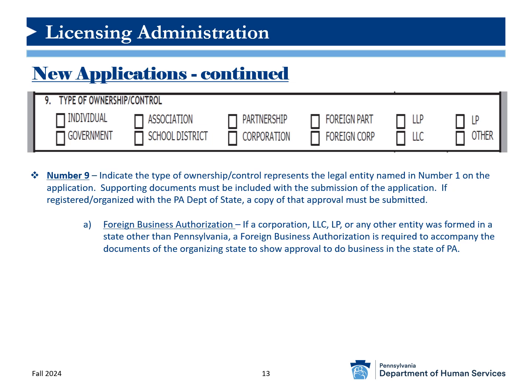For a foreign business authorization, if an entity like an LLC or an LP or any other entity was formed in a different state than Pennsylvania, that entity is considered a foreign business, and therefore you have to file a form with the Pennsylvania Department of Revenue to give you authorization to do business in Pennsylvania.